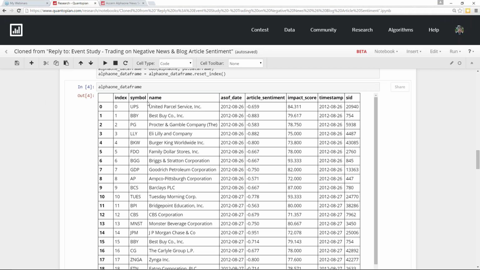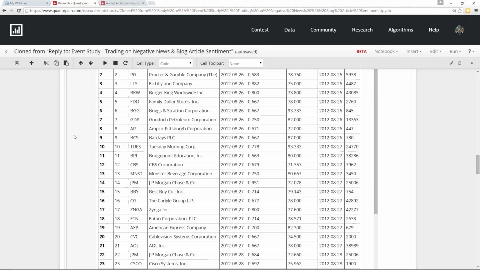Best Buy also had a bad day that day, and it was available essentially later that day inside the Quantopian environment, or in a simulation. So we say, okay, here are the days where companies had negative news written about them. We take that and then we look at their pricing, normalized to the event.